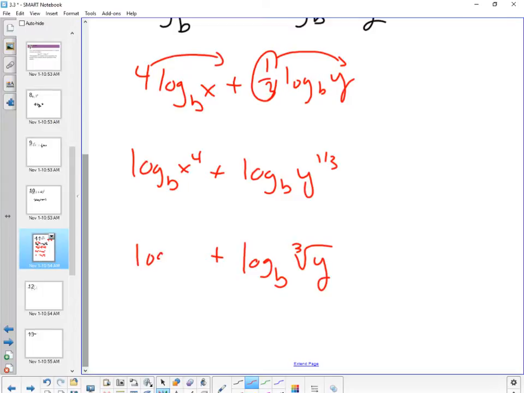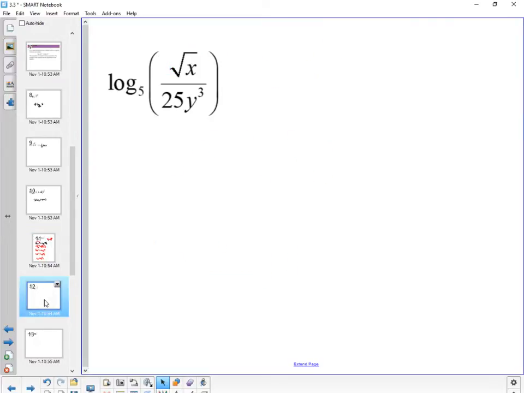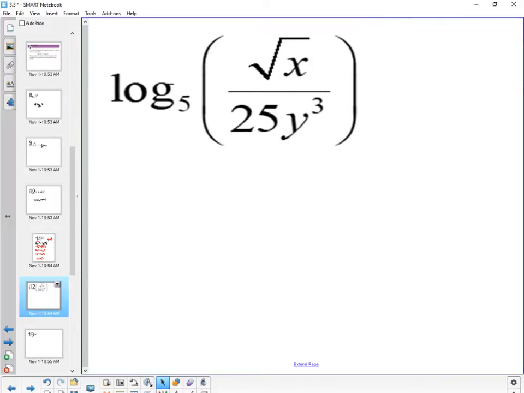So then I have the sum of 2 logarithms, which I can express as a product. So then I can say log base b of x to the 4th times the cube root of y. If the bases are different, you can't do this. They have to have the same base. Okay? Try this. Go as far as you can.